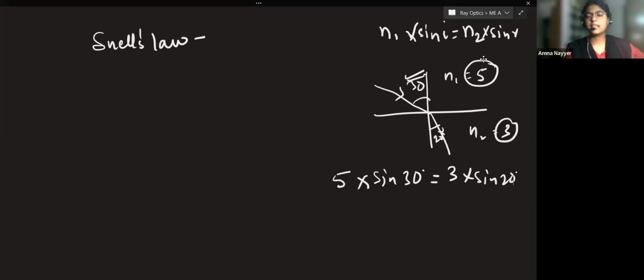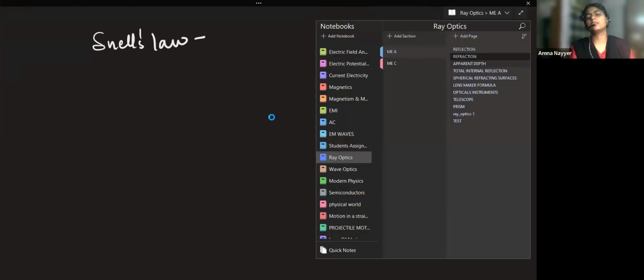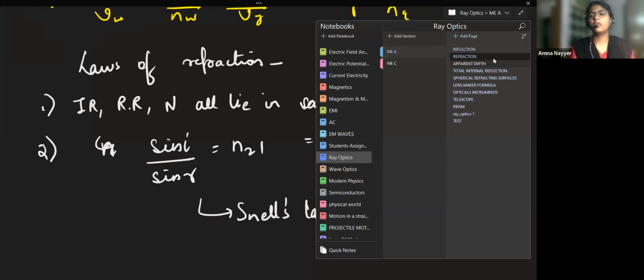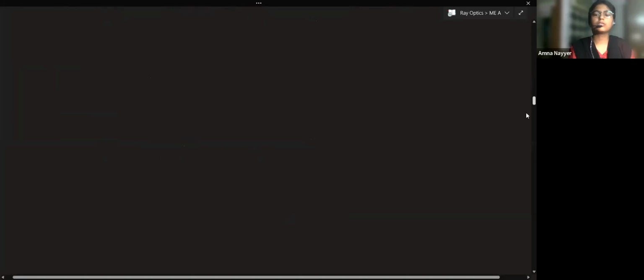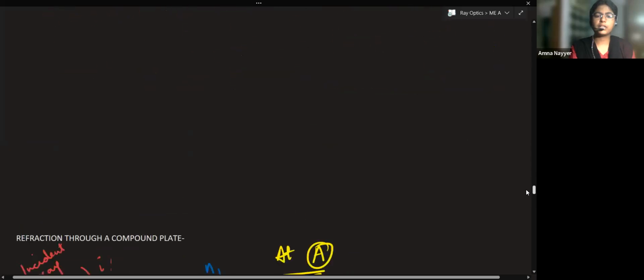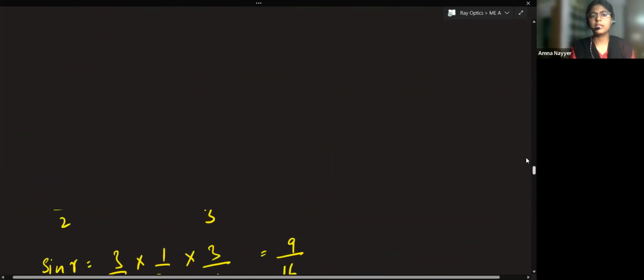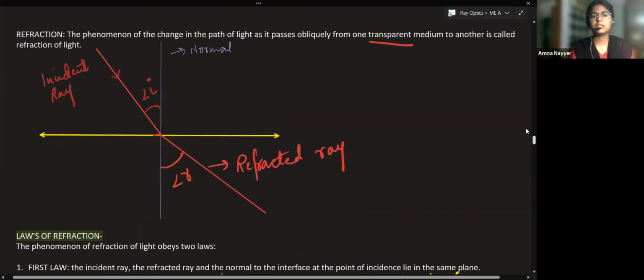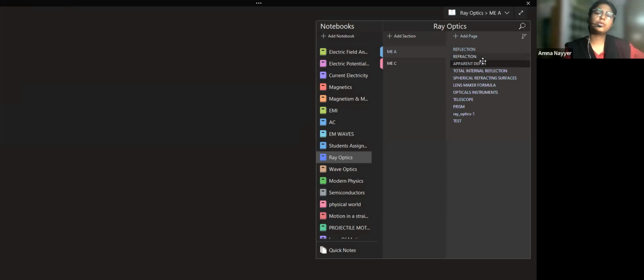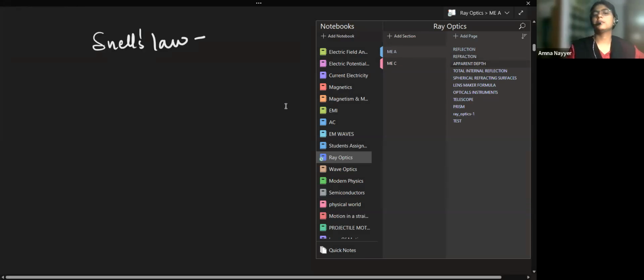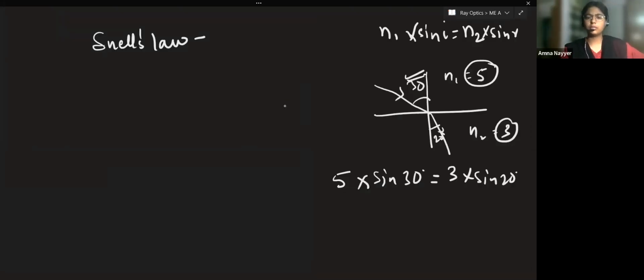I think in the last class, we didn't complete it. I thought we had already completed these laws of refraction. Here, we have laws of refraction. Anyways, we'll do it. For refraction, we'll do it. Because one more topic is left, you have compound plate and simple plate. That also we have to do. So that we'll do. Let us complete apparent depth first. So Snell's law is a very important law that will be asked in the exam.